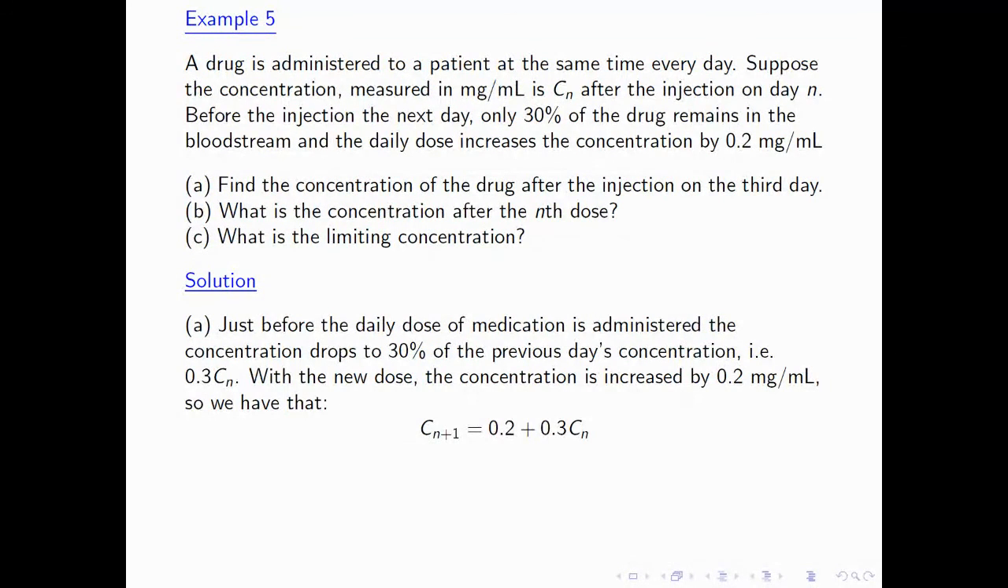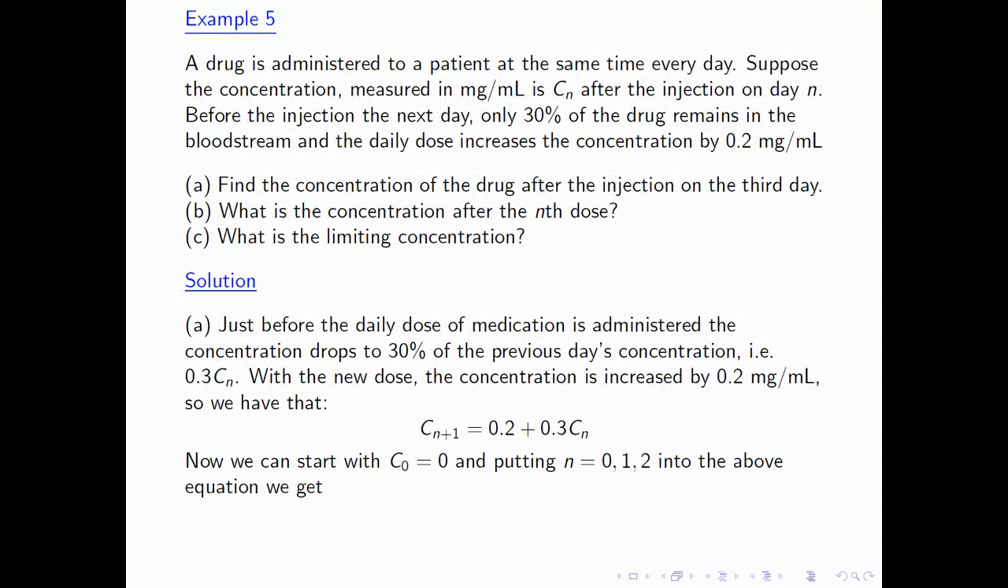And so Cn plus 1, the concentration on the next day, must be 0.2 plus 0.3 times the concentration from the previous day, not the dose. Okay. And now that we've got this, what we call a recurrence relation, we can plug in the values of n, starting with n equal to 0, and get that C1 is equal to 0.2 plus 0.3 C0.